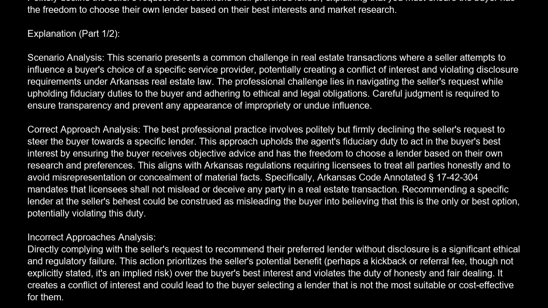The correct answer is B. Politely decline the seller's request to recommend their preferred lender, explaining that you must ensure the buyer has the freedom to choose their own lender based on their best interests and market research.